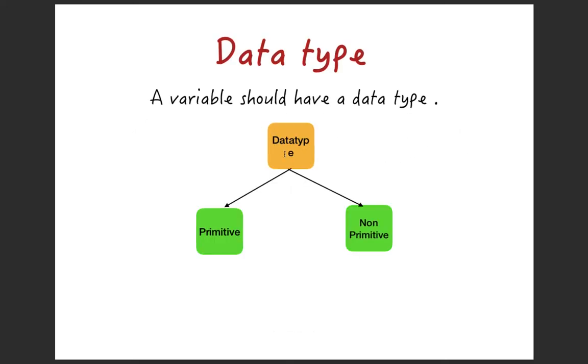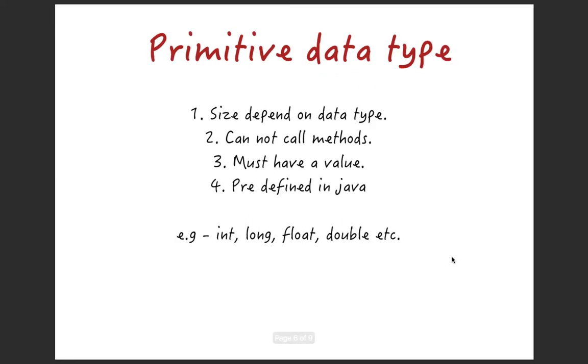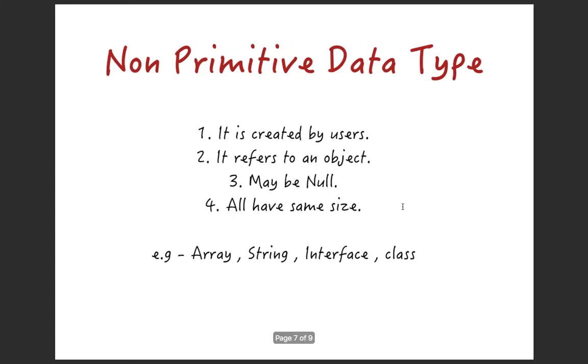Now we are coming to data type. When we have to declare a variable, it should have a data type. Data type is of two types. One is primitive and one is non-primitive. Primitive data types are integer, long, float, double, etc. This is a primitive data type. It has certain features like size dependent data type, cannot call methods, must have a value, predefined in Java. You cannot modify it.